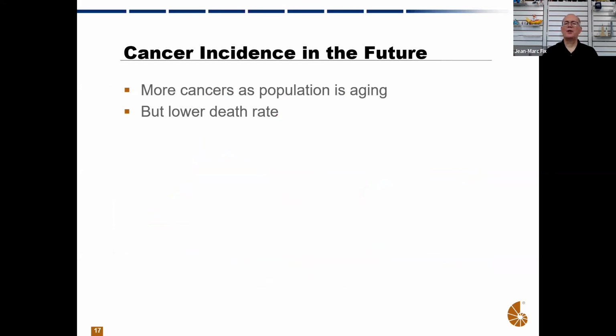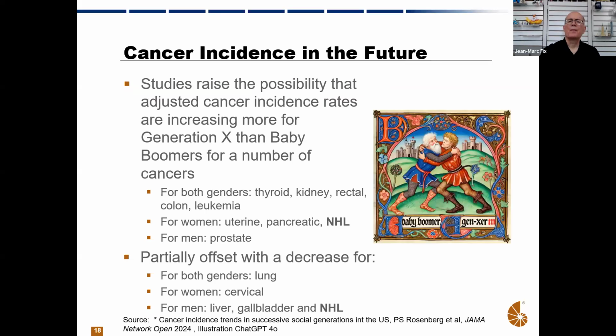So looking at cancer incidence in the future, the US population is generally aging, and therefore we expect more cancer death and more cancer incidence than before, just from the aging of the population. But we expect lower death rates, and that's what we've seen, and that should continue. But it's not all a rosy picture. Recent studies have raised the possibility that cancer incidence rates for quite a few cancers are different in the junior generation than the older generation.